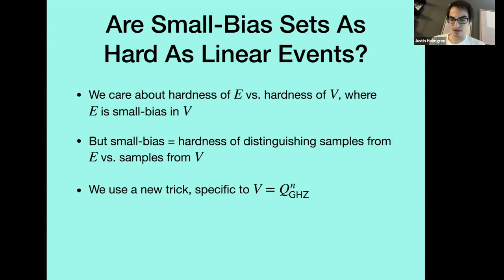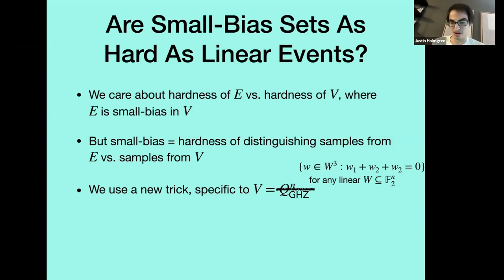linear events that we'll actually need to consider in our proof. And so these linear events, what I kind of think of them as is generalized GHZ distributions. So these sets are the set of all triplets from a vector space where the sum of each one of those vectors is equal to zero.